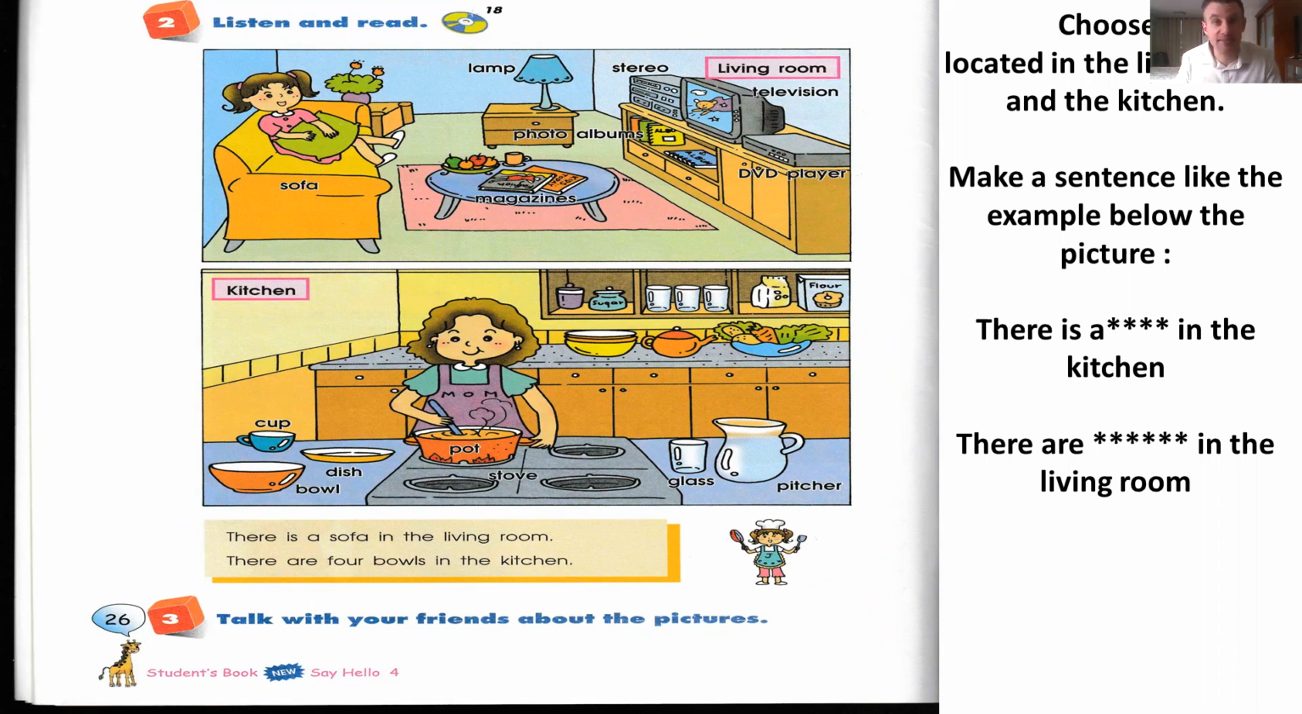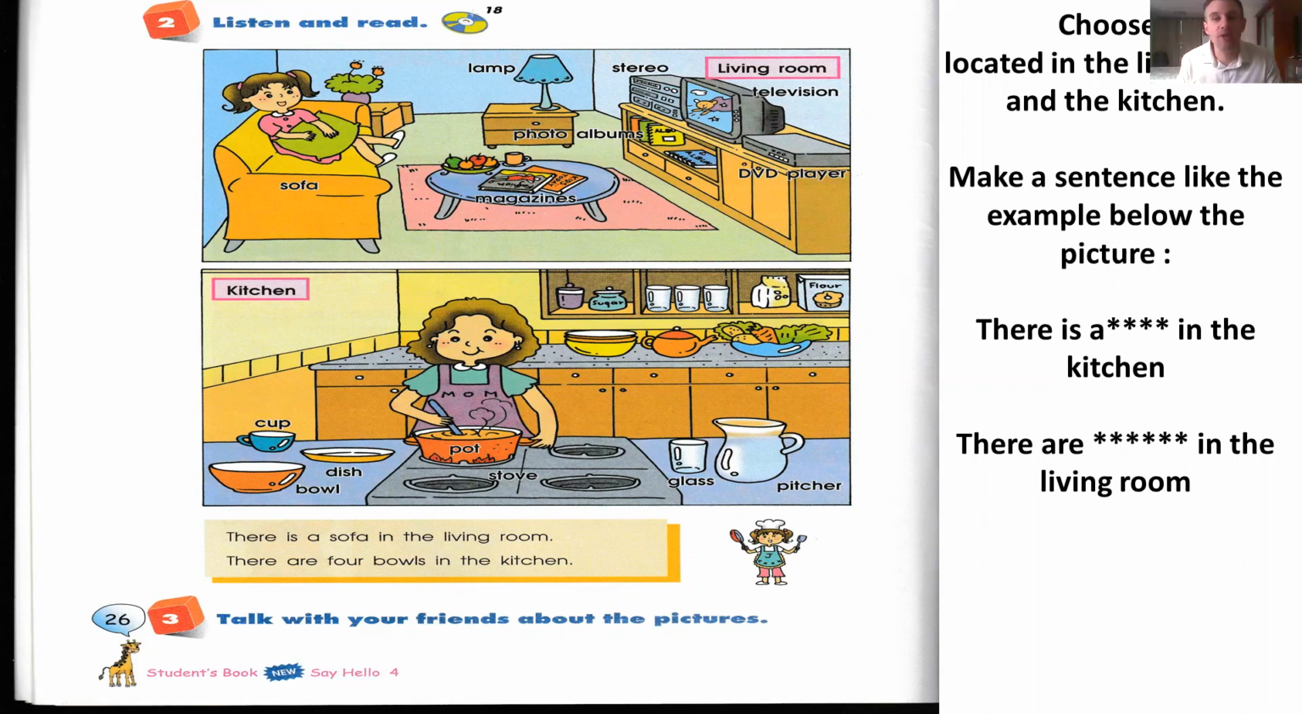Now the two sentences. There is a sofa in the living room. There are four bowls in the kitchen. So you repeat that two times.